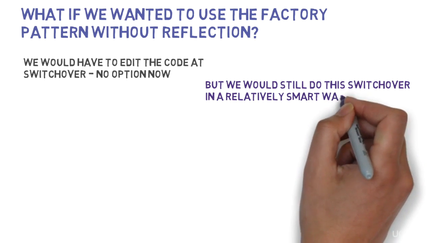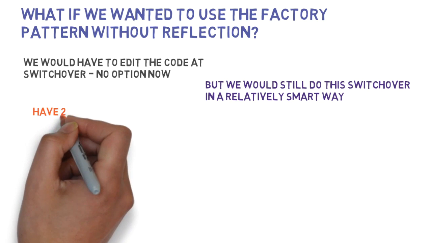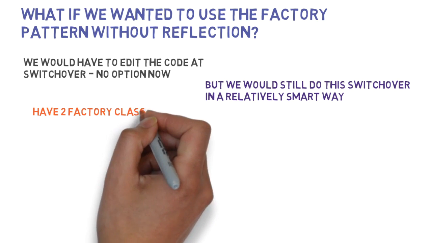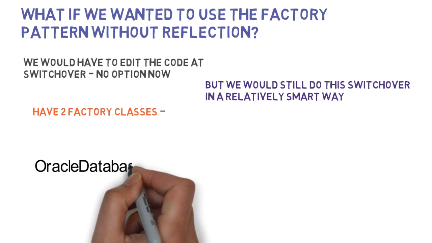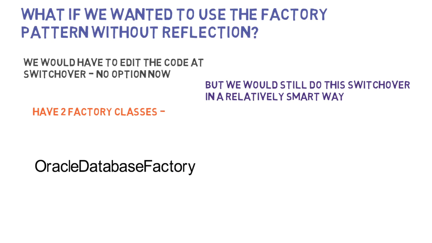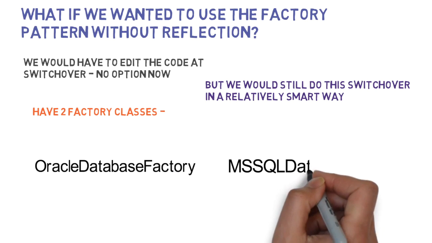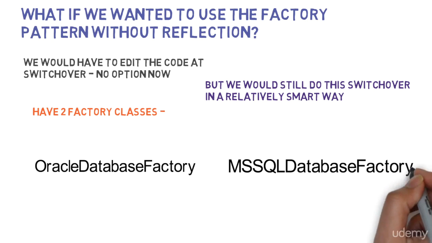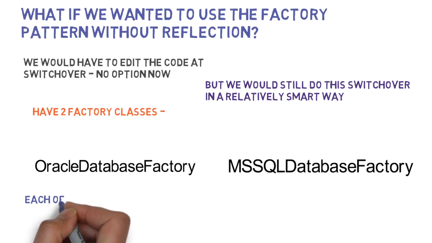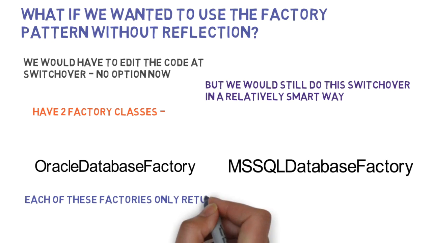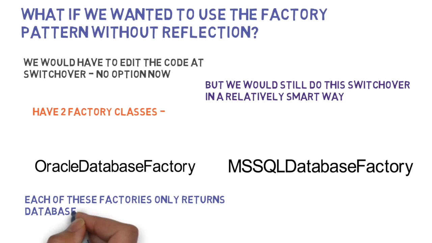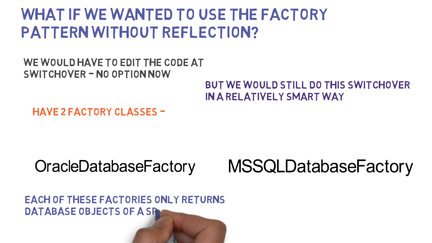We can have two factory classes. One called the Oracle Database Factory and the other called the MS SQL Database Factory. As is obvious from the names, Oracle Database Factory would be responsible for instantiating all instances of the Oracle database, which implements the iDatabase interface. Similarly, the MS SQL Database Factory would be responsible for instantiating all instances of the MS SQL database. So each of these factories only returns database objects of the specific type.